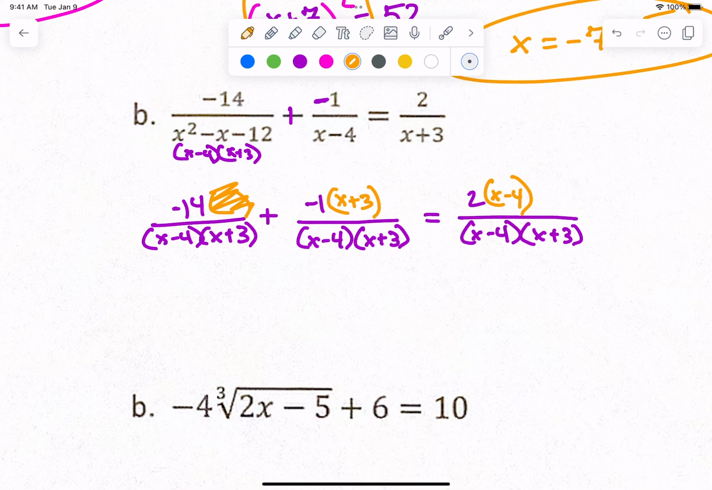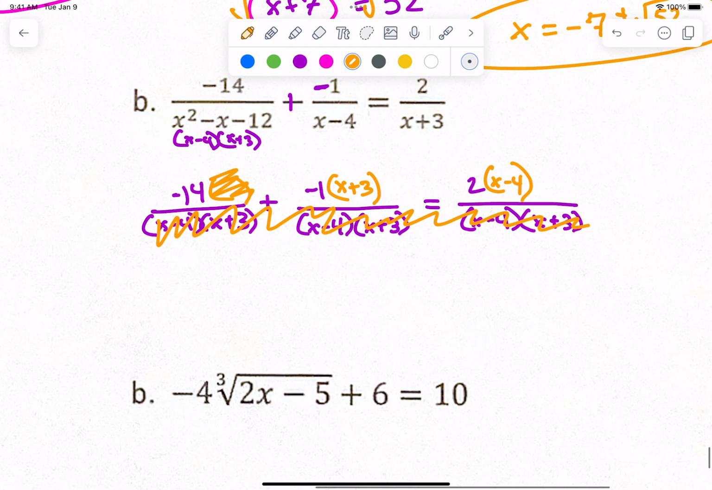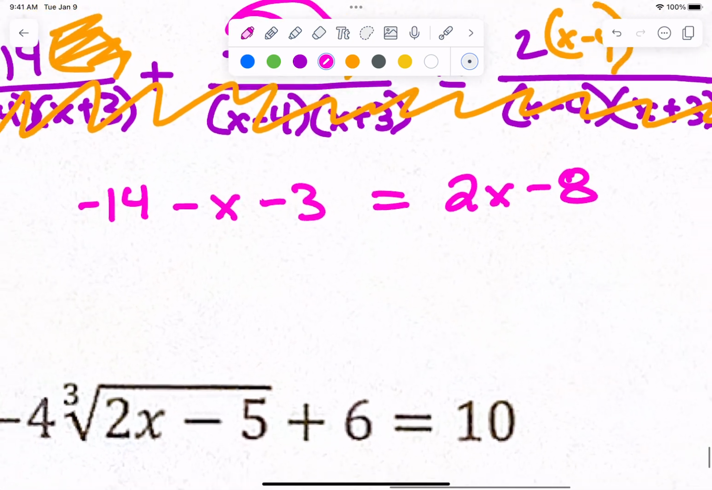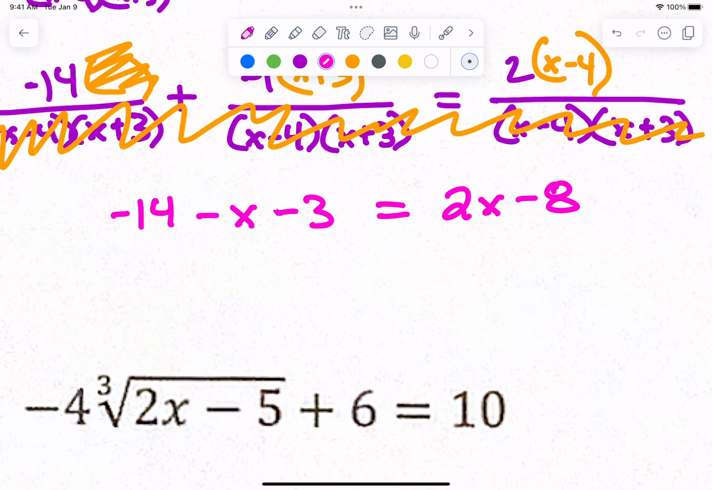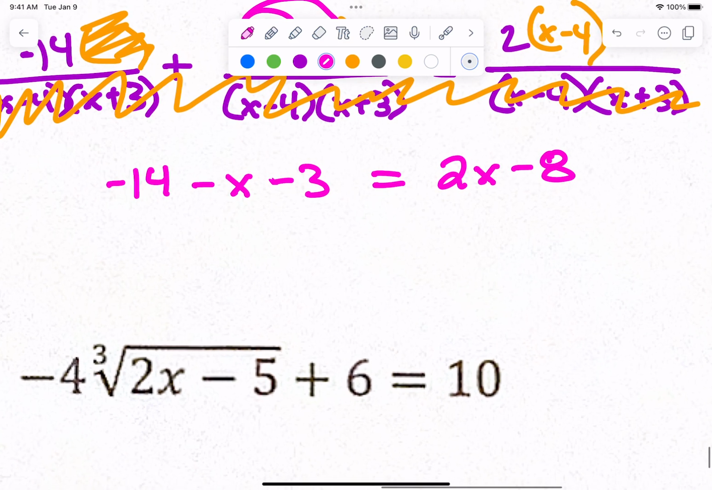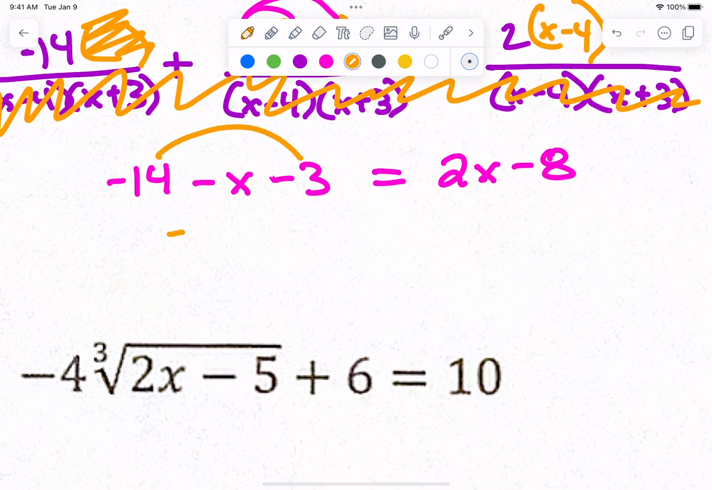Okay, now the bottom cancels off because there's an equal sign. Now I've got negative 14, and then I'm going to distribute my negative 1 through, right? That is minus x minus 3 equals 2x minus 8. Oh, I forgot to combine the 3 and the... Combine this. Negative 17 minus x equals 2x minus 8.